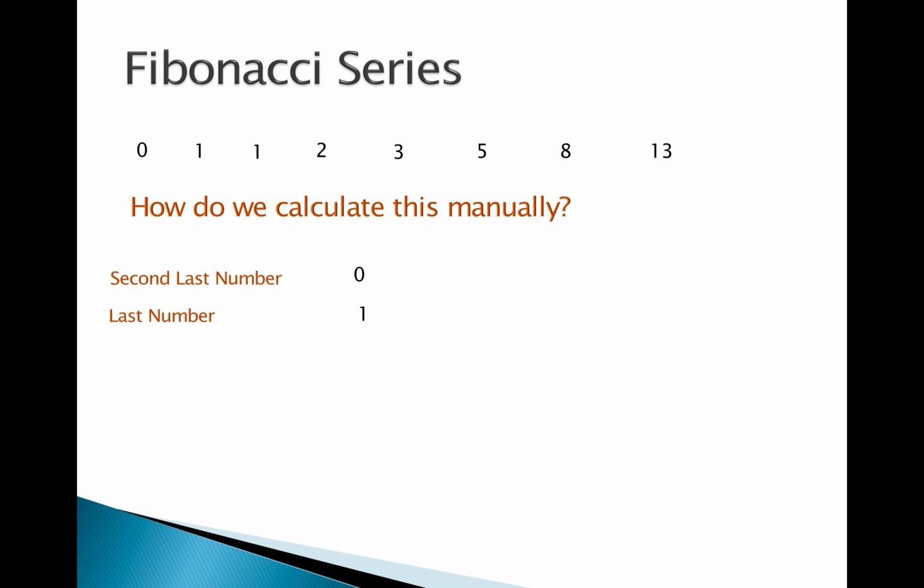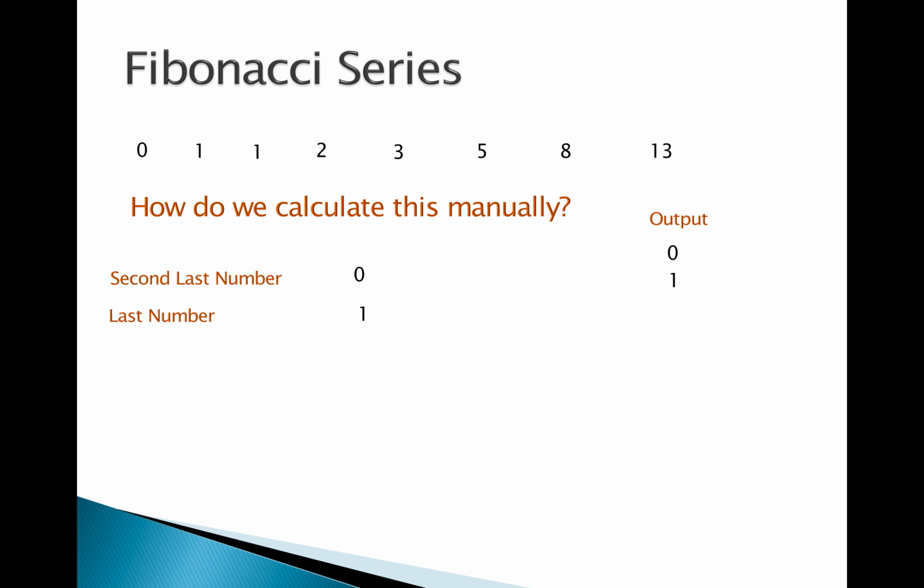So we always take the last two numbers. We name them the second last number and the last number. The second last number in this case is going to be 0 and the last number is going to be 1. Now as you know, the Fibonacci series is going to start with 0 and 1. So there is no calculation involved in it. We are just going to output these two numbers because always the first two numbers in the Fibonacci series are going to be 0 and 1.